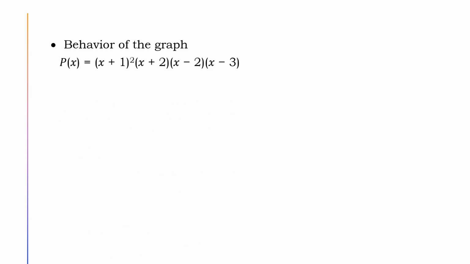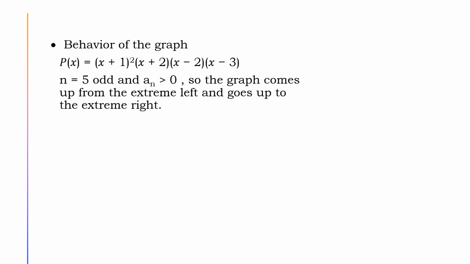Since this is our polynomial function, n is equal to 5, which is an odd number, and our a sub n, or the leading coefficient, is greater than 0 or positive, so the graph comes up from the extreme left and goes up to the extreme right. So ganyan ang itsura ng magiging graph natin.